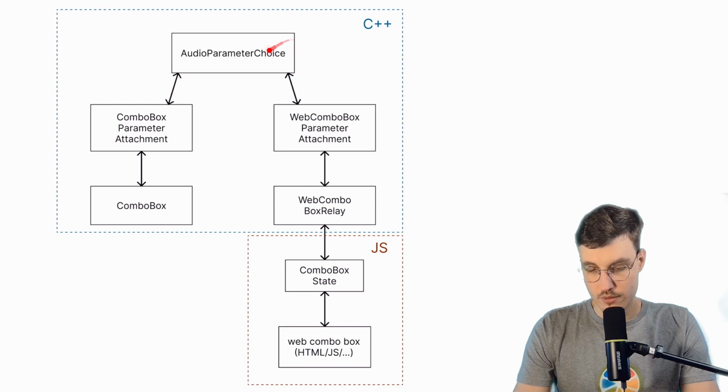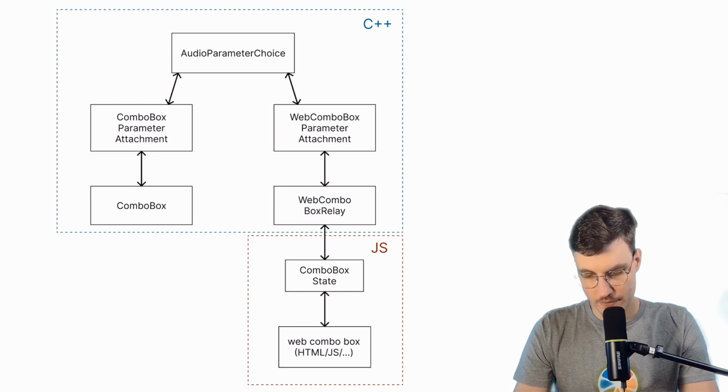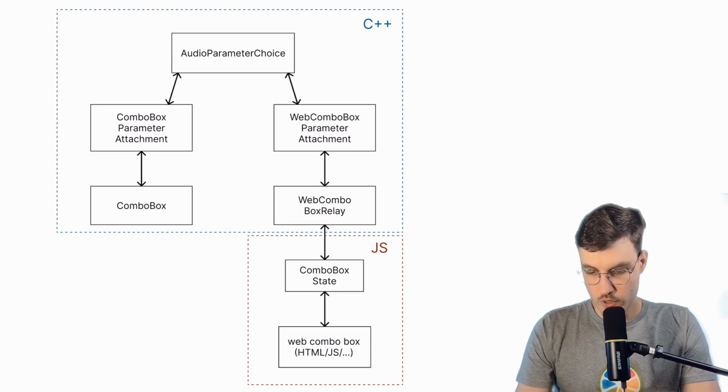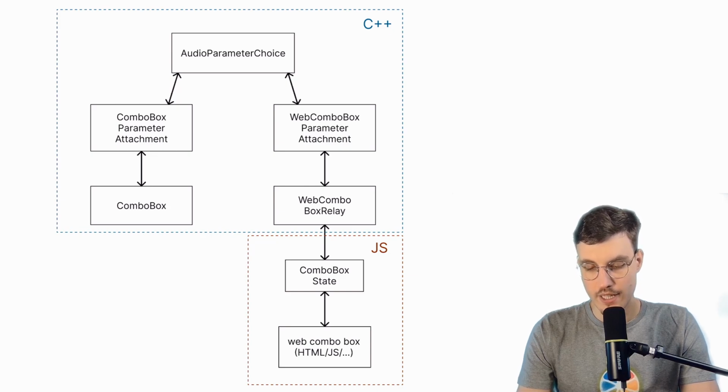So again, we have this AudioParameterChoice. It doesn't change. And instead of this ComboBox class, we have a relay class here. What is a relay? I'll explain shortly. Just notice that this relay class is kept in sync with the AudioParameterChoice via a WebComboBoxParameterAttachment. And again, this attachment class listens to changes in the AudioParameterChoice and to changes to WebComboBoxRelay. And if a change occurs, it notifies the other of these 2 elements that this change happened.